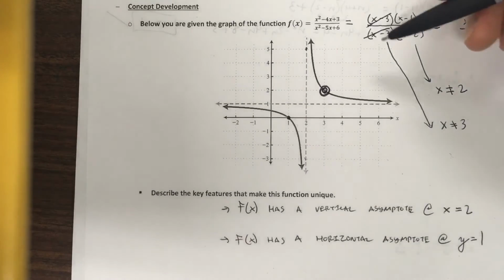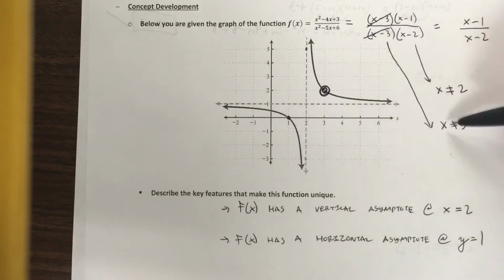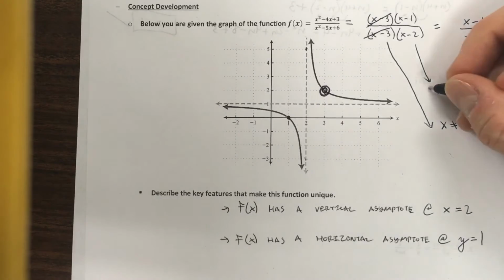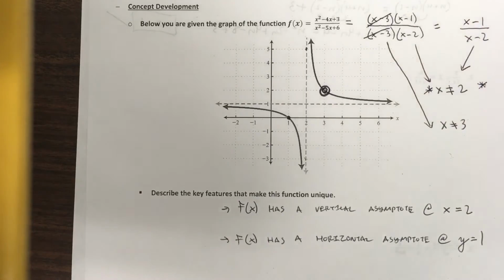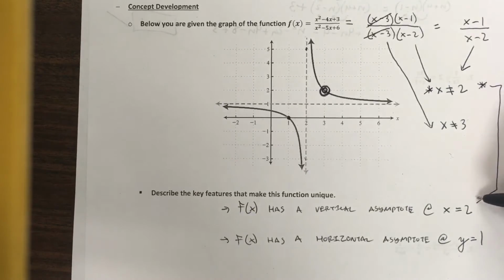So if you notice, the x minus 3 went away when we divided things out, but the x minus 2 stayed. So if a value that x cannot equal stays, this cannot equal 2, this stayed with our function after we simplified. If it stays, then we will have an asymptote, a vertical asymptote.